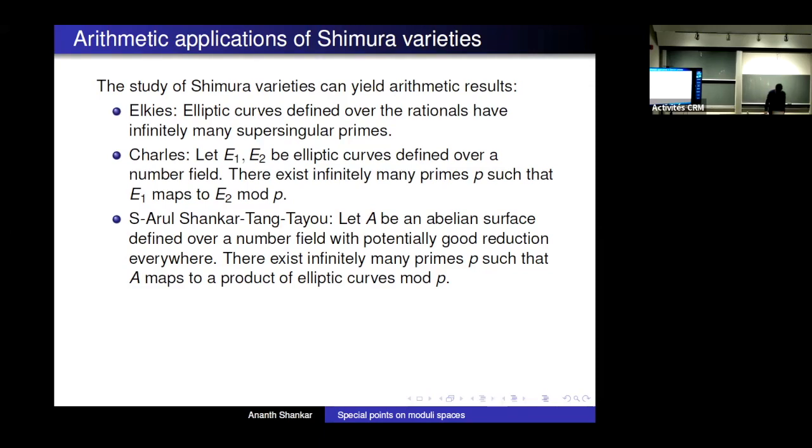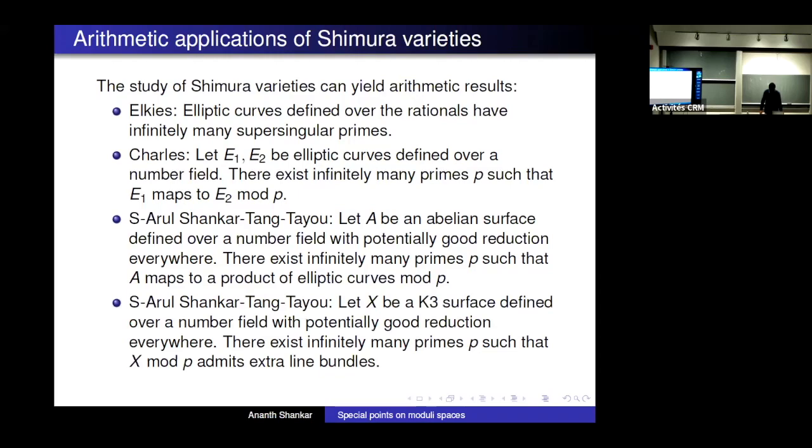And all this we do by studying low-dimensional orthogonal Shimura varieties. We're also able to push Francois' program to its logical conclusion by studying high-dimensional orthogonal Shimura varieties as well. The geometric theorem that we prove is that if you have a K3 surface defined over a number field, then it acquires an extra line bundle, mod P, at infinitely many primes P. In all these cases, we're showing that there are infinitely many primes in a thin set, a density 0 set.